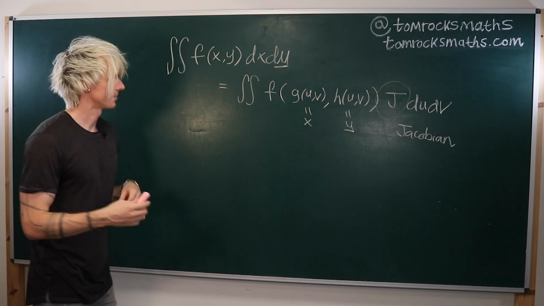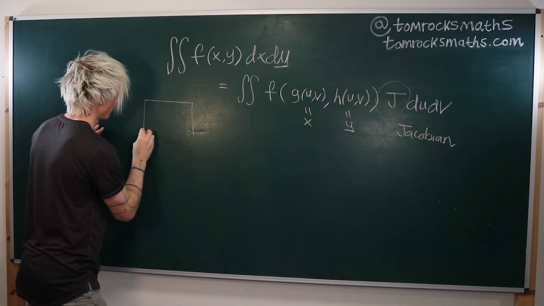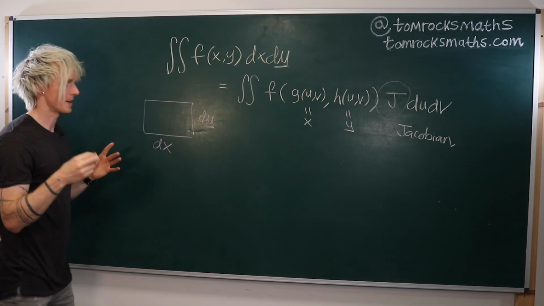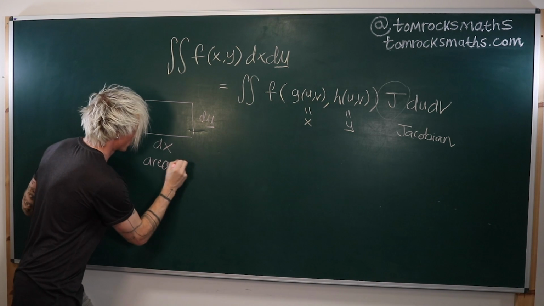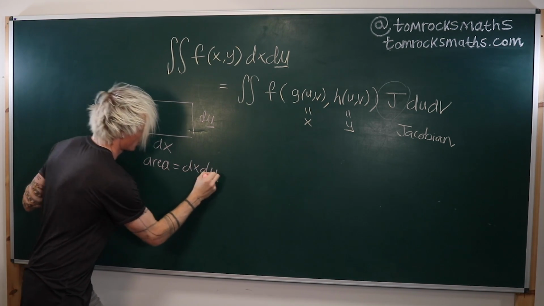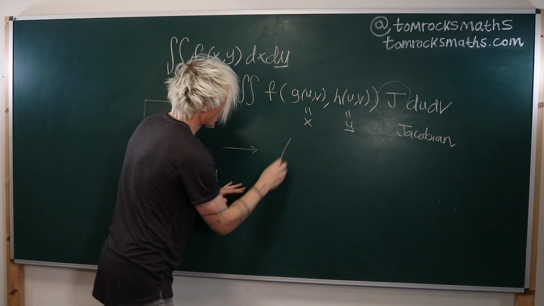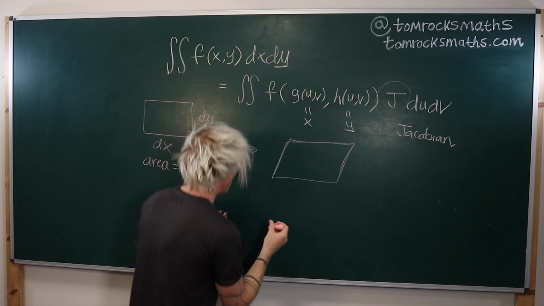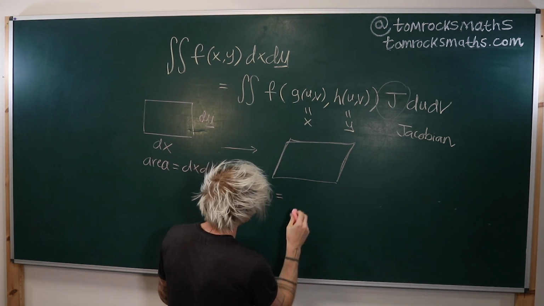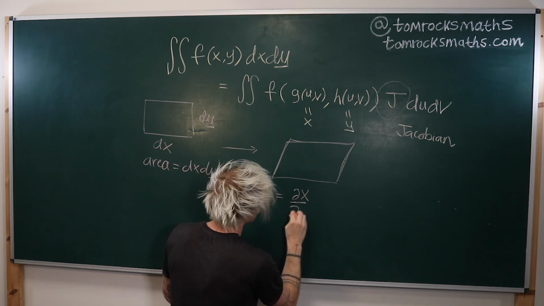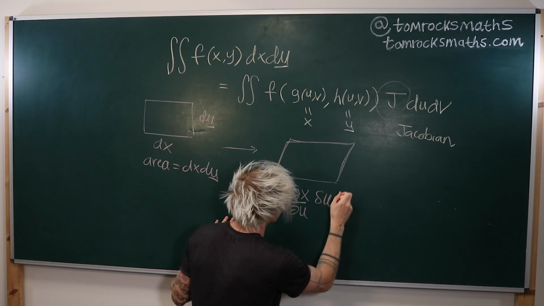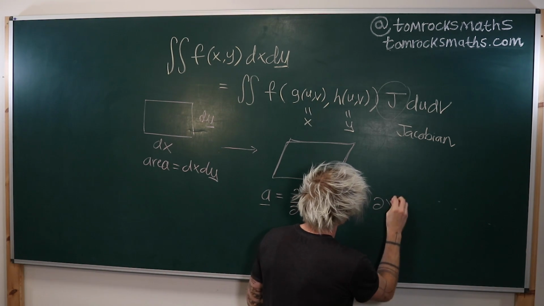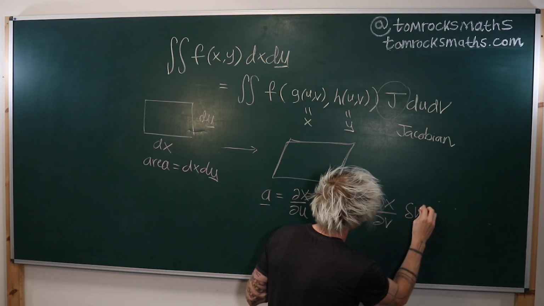Putting this all together, we can say that our rectangle, small piece of area of width dx, height dy, and area equal to dx dy, transforms into a parallelogram where we know the vector along the bottom, A, is equal to dx by du delta u i plus dx by dv delta v j.